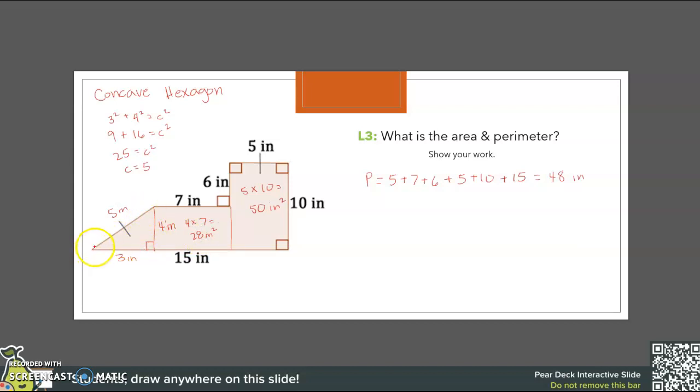And the area of this right triangle is 1/2 base times height, which is half of 12, which is 6 inches squared. So the area of this composite concave hexagon is 50 inches squared plus 28 inches squared plus 6 inches squared, which is 84 inches squared.